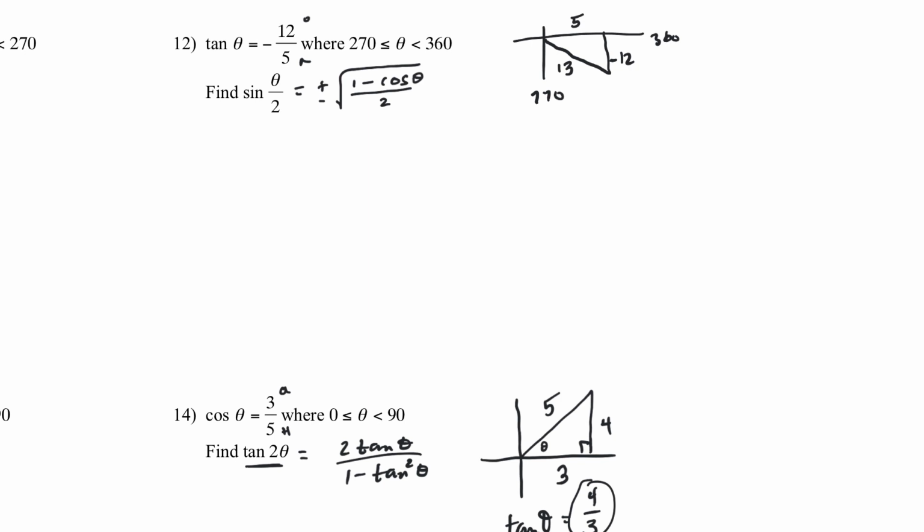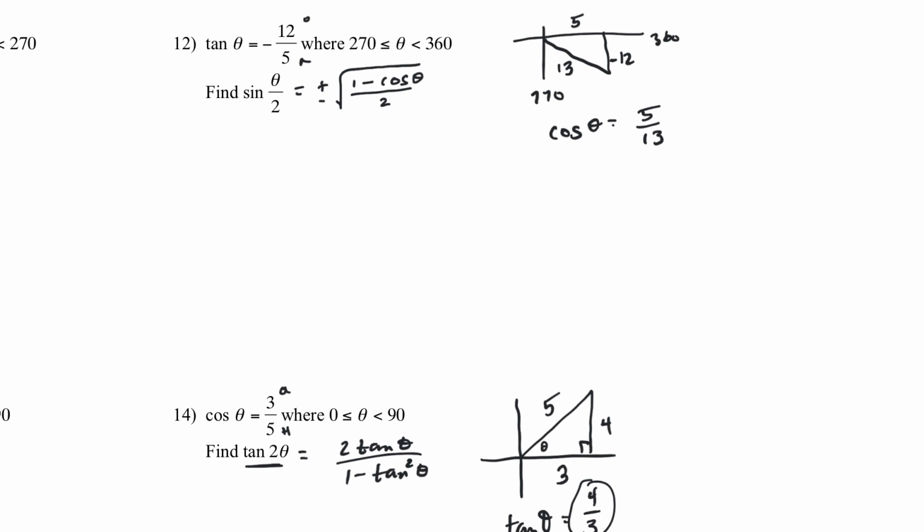I need to know the cosine, right? The cosine of this angle is equal to 5 over 13. It's positive, right? 4th quadrant, cosine's always positive. So I'm going to plug this in. Well, this is a problem. I'm asked to find the sine of this angle. I need to know where theta over 2 is, what quadrant it's in. It's really simple to find that.